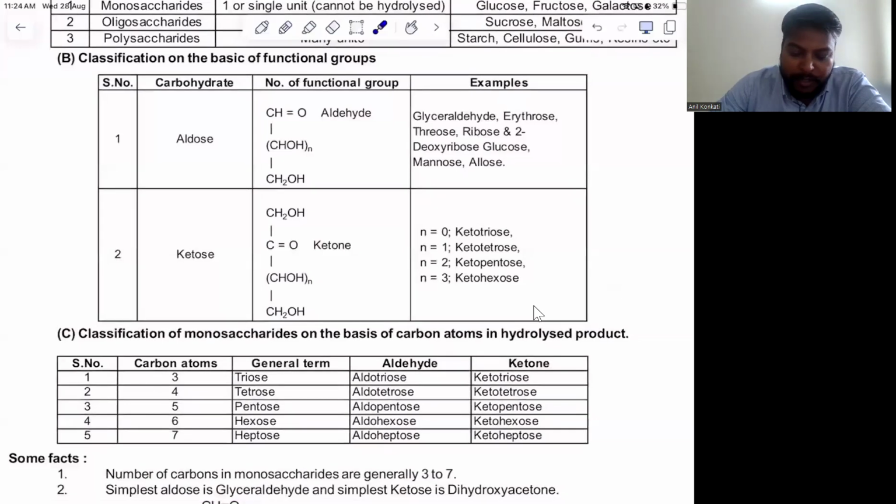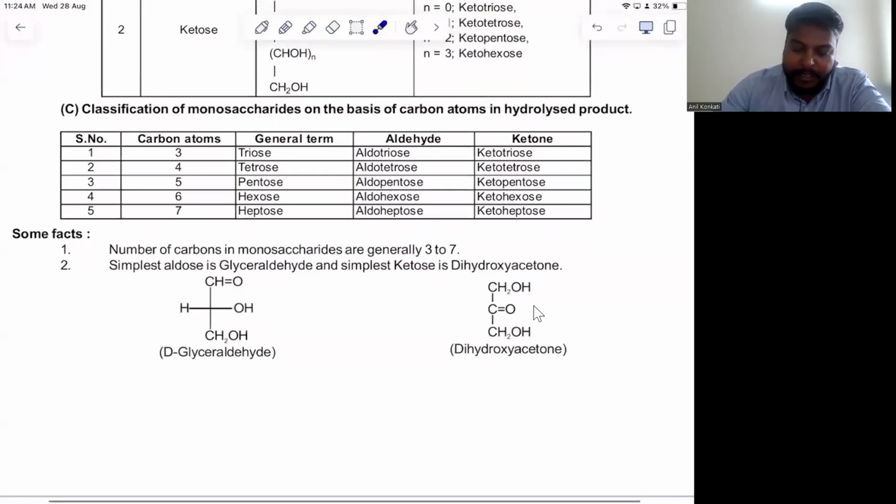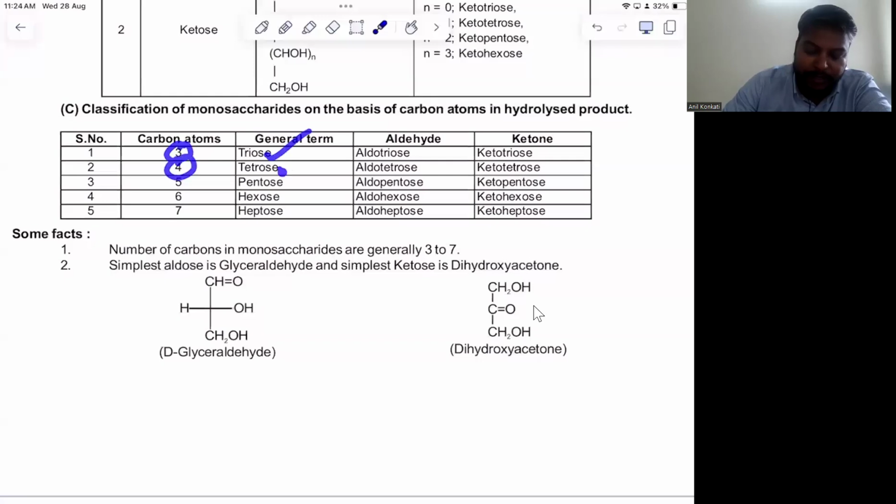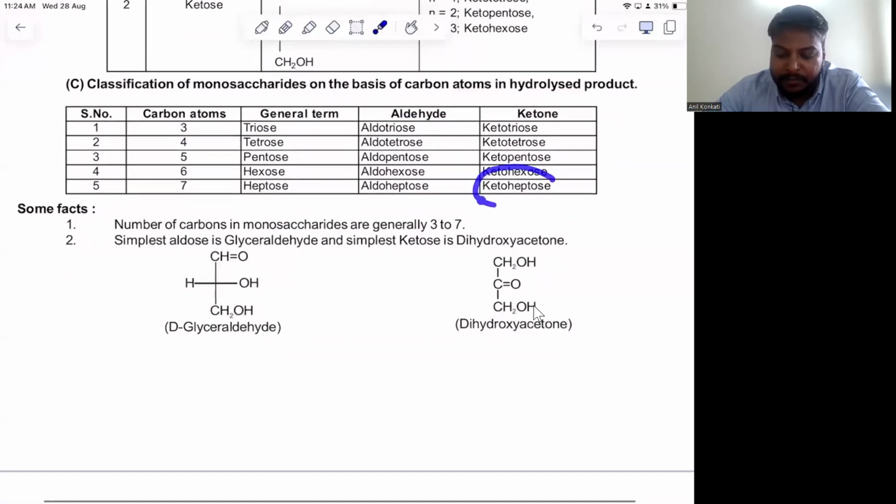If a carbohydrate is made up of aldehydes, those are called aldoses. So ribose, threose, erythrose, mannose, allose, glucose are all in the aldose family. Ketoses are the ones which have a keto group, so we have ketotriose, tetrose, pentose, hexose, and so on. Next, based on the number of carbon atoms: three carbons is triose, four is tetrose, then pentose, hexose, and heptose for seven. If it has an aldehyde group, it is aldotriose and so on; similarly, if keto, ketotriose and so on.